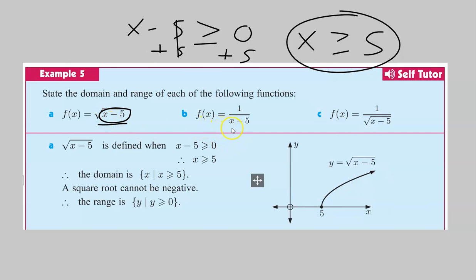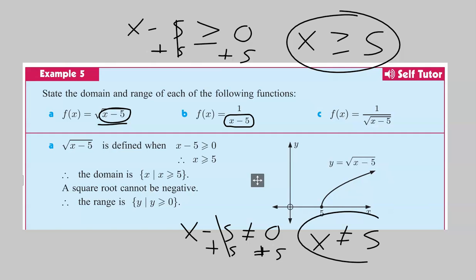Part B, think about something weird that can happen with a fraction to make an undefined answer. 0 on the bottom, right? So we would say the domain is x minus 5 is everything but 0. So x minus 5 is not equal to 0. That would be the domain. I would just solve for x by adding 5 to both sides. And I would get x is not equal to 5.